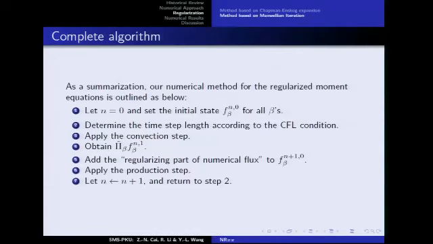Yeah, so at last we come back to the algorithm, and we start from m equal to 0 and the initial guess, and we determine the time step length based on the CFL condition, and then apply the convection step. Then we add the regularization part of the numerical flux, and then apply the production step. It's a very standard procedure.